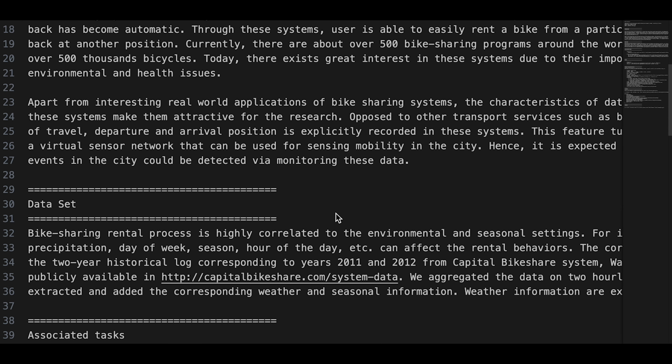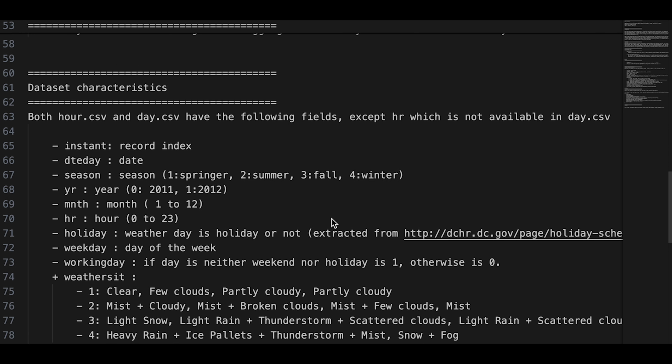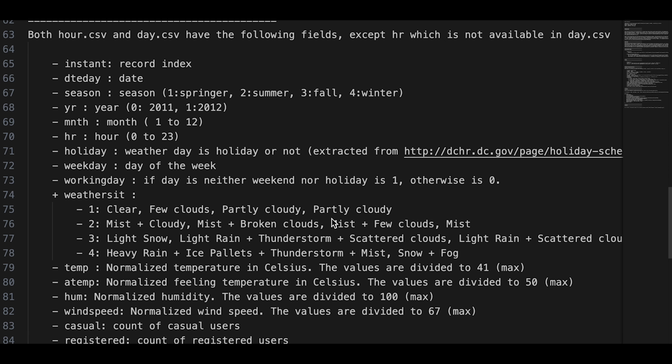Before moving on to the solution, let me tell you about the features that we have. Let's see what all features are available. The first feature is instant, which is just the record index. Then we have date, the day on which the user might have taken the bike on rent. Then we have the season, with four values: 1, 2, 3, and 4. The first is spring, and then summer, fall, and winter.